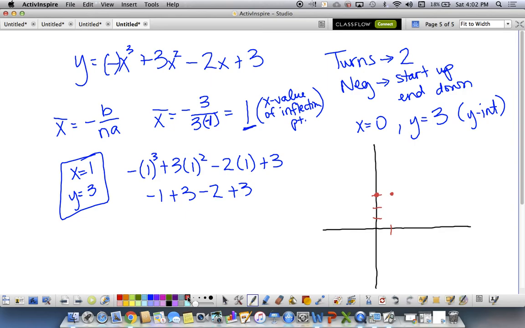The inflection point is not necessarily where it turns. Remember when I talked about the smiley face and the frowny face? The inflection point is going to be that point where it changes from a smile to a frown or a frown to a smile. So looking at this, when there are 2 points that are this close together, I'm having to think that my turn will go in between those points. So we know it has to start up.